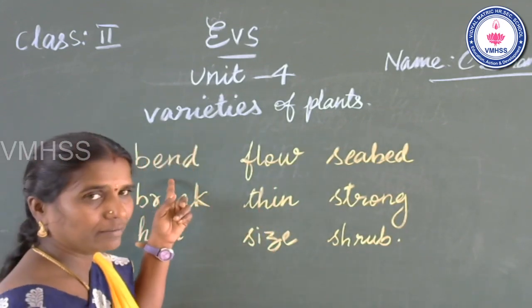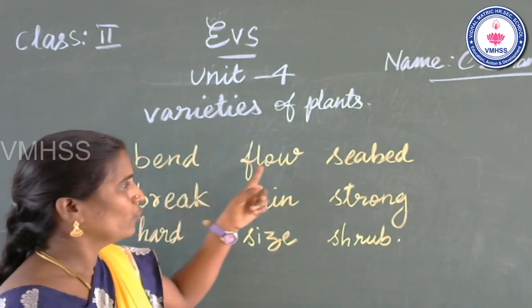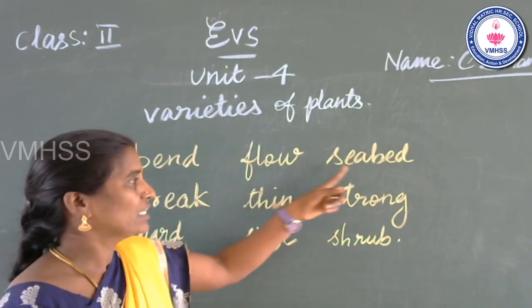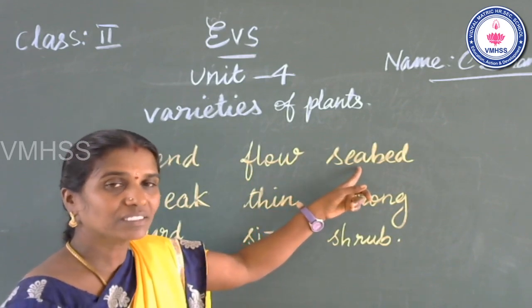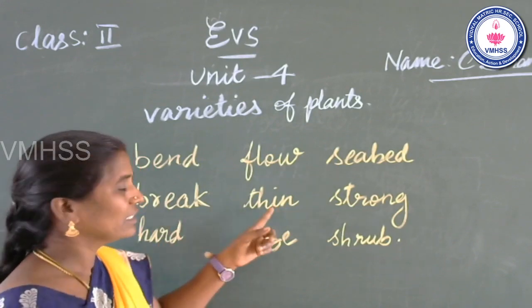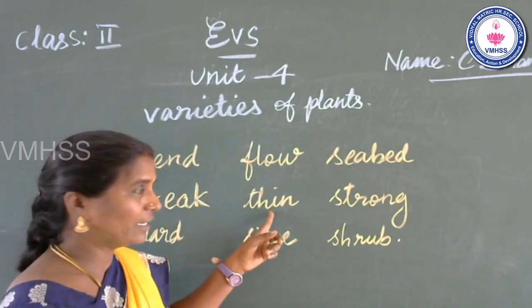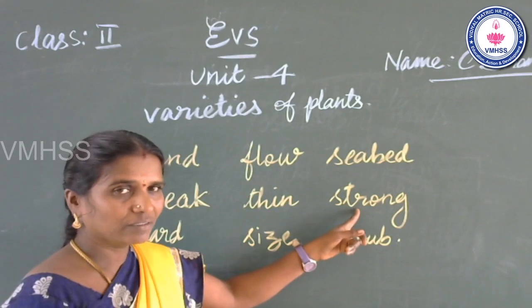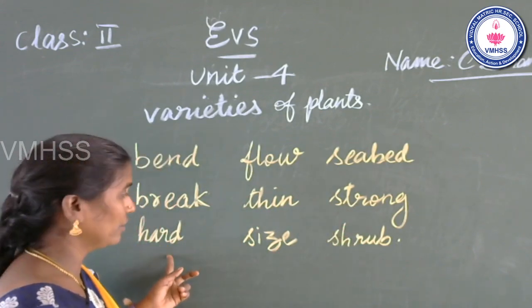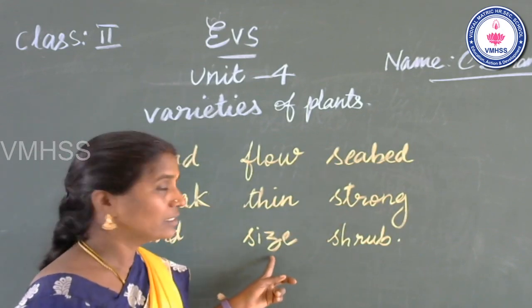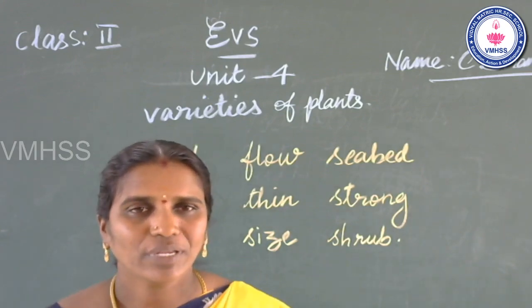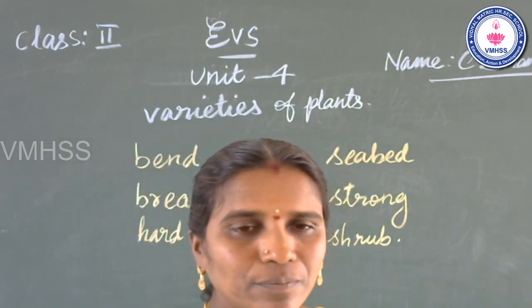Let us read again. Bend. Flow. Seabed. Break. Thin. Strong. Hard. Size. Shrub. Okay, let us see the next one.